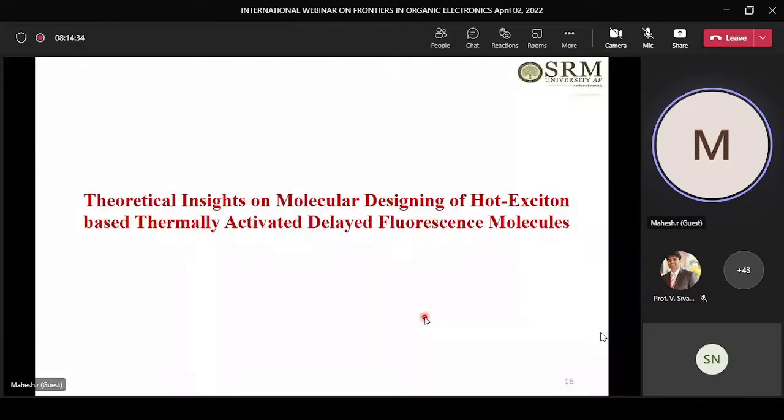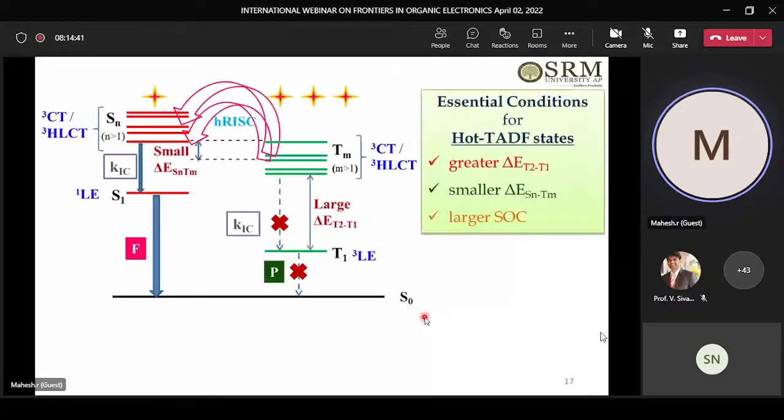The next part, I'm going to talk about the hot exciton based TADF molecules. So as I mentioned, in the case of hot exciton based TADF molecules, the intersystem crossing occurs at higher energy levels.